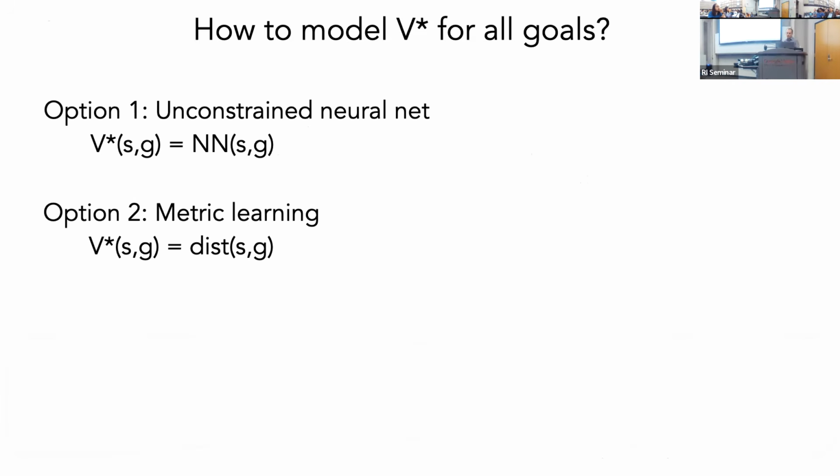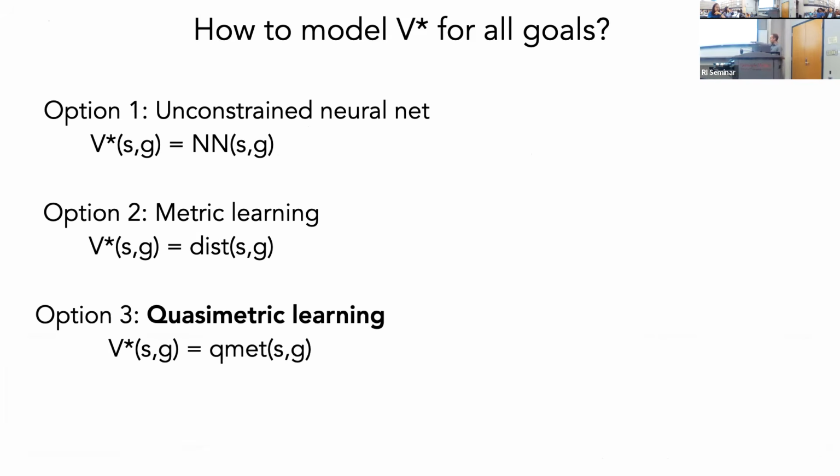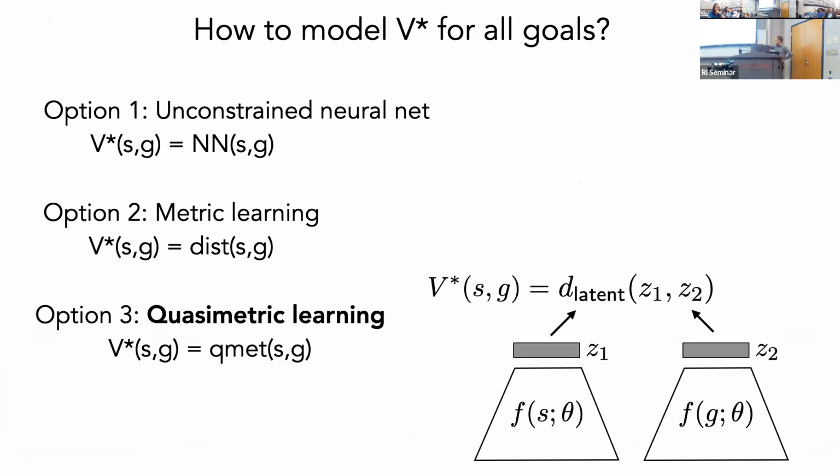Okay, so how should we model V star for all goals? Well, metrics won't work because they're symmetrical, so let's just use a quasimetric. I'm going to show you a construction very briefly, but it's going to be a function over latent variables, representations Z1 and Z2, which is a quasimetric function. And the parameters to learn the right quasimetric that fits the data are going to be in the embeddings of the state representation. So I'll represent the state and the goal, and then I'll measure a quasimetric function between them. Just like for metric learning, we learn embeddings, and then we apply a distance metric between the embeddings.